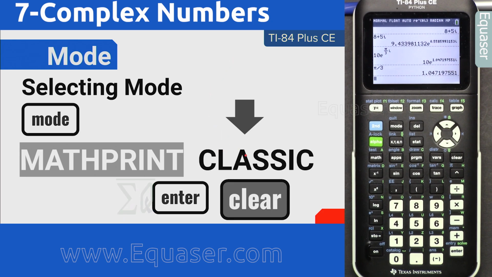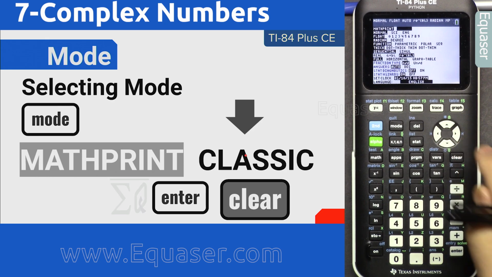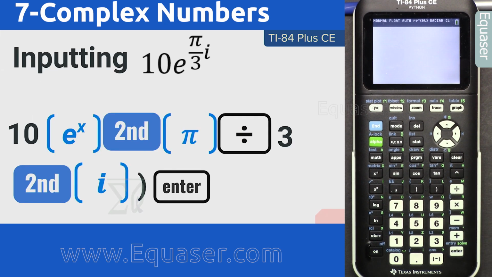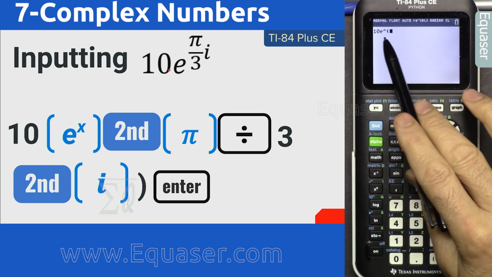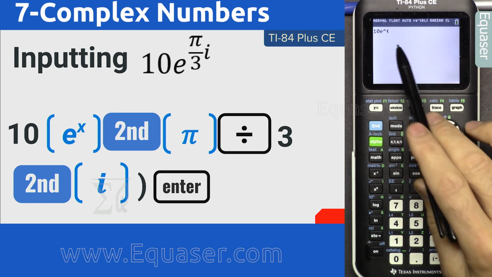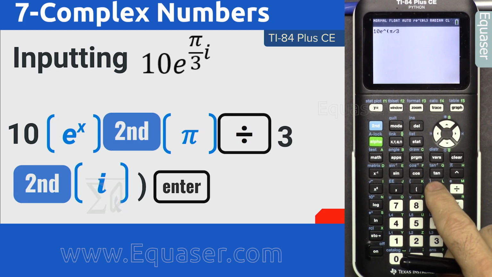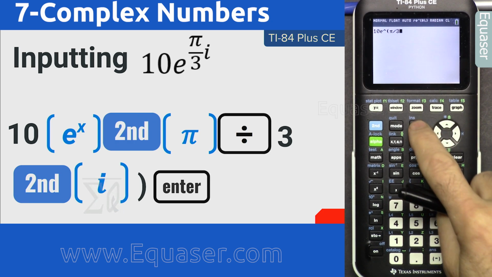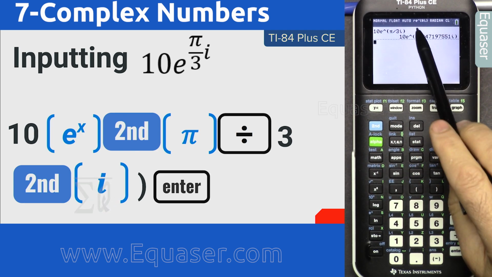Now let's go to classic mode. Using mode, at the top go to app and classic, enter, clear. Now let's input this 10, alpha, e. You will see that the power has now been brought down with this parenthesis open, second function pi divided by 3, and I should put second function i and then close it. Now if I press enter, of course we will see it like this.